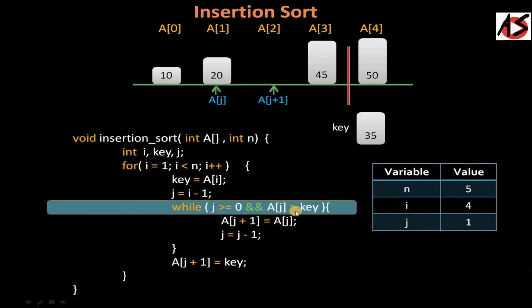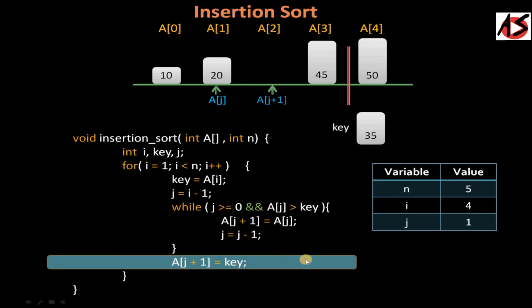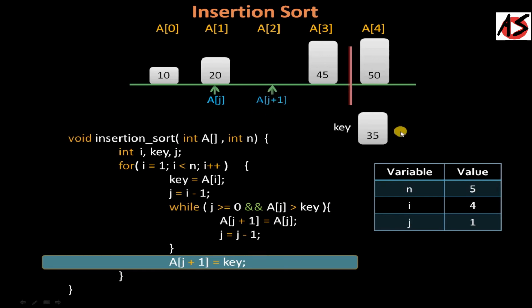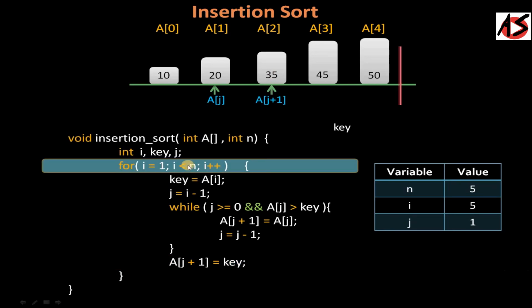Condition is true. You check the second condition, that is aj. aj is now 20. 20 greater than 35. Condition false. You are coming out of the while loop. Then you are taking aj plus 1 is equal to key. So now key is 35 and that will be copied onto aj plus 1. Increment i by 1, that is 5, and you can see here 5 is less than 5, condition false. So here you can see your entire list is sorted now.